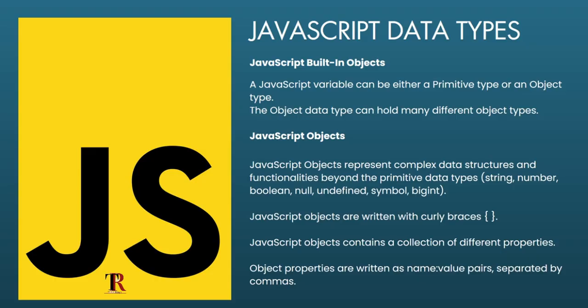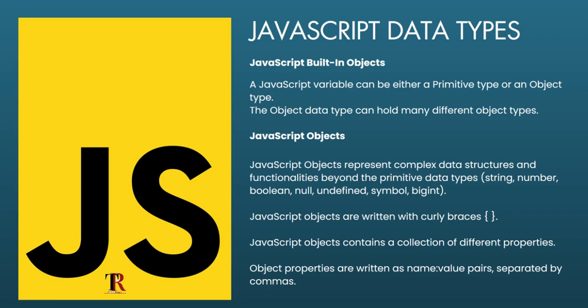Now, talking specifically about JavaScript objects. JavaScript objects represent complex data structures and functionalities beyond the primitive data types like string, number, boolean, null, undefined, symbol, and BigInt, all of which are the primitive data types. So beyond that, objects represent complex data structures and functionalities.